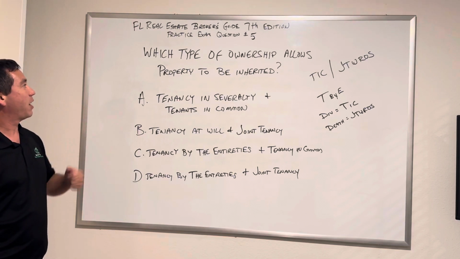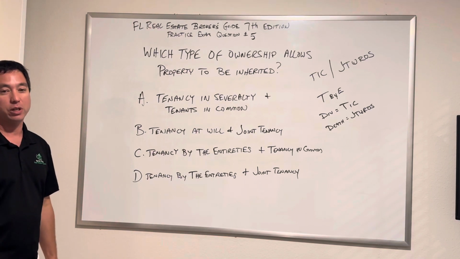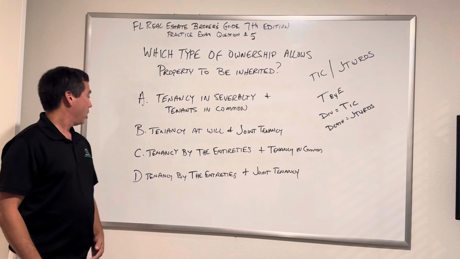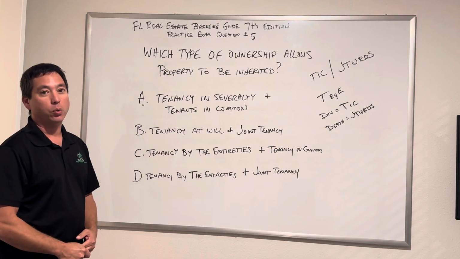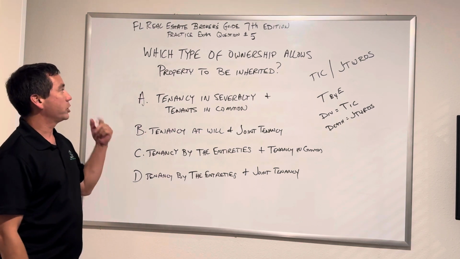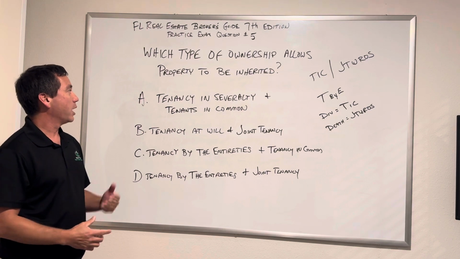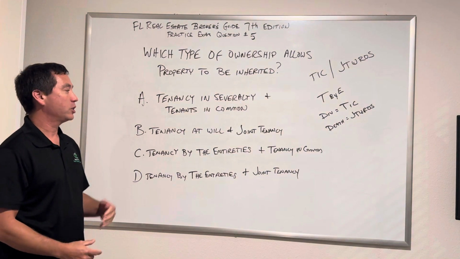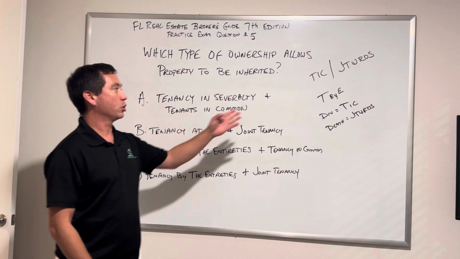Jimmy, question 5 of the practice exam series for the 7th edition of the broker pre-test. So which type of ownership allows property to be inherited? So let's talk about ownership types because those are the most important here.